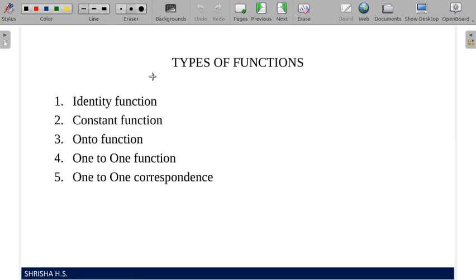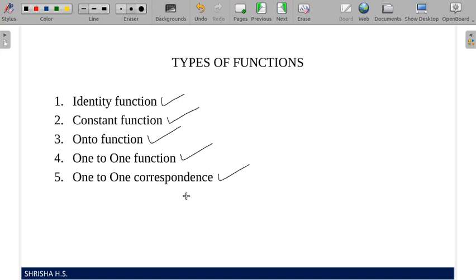Today we will study types of function. We have already learned these functions in our previous years of schooling. We'll revisit that. First one is identity function. Second one is constant function. Third one is onto function. Next one is a one-to-one function, and the last one is a one-to-one correspondence.